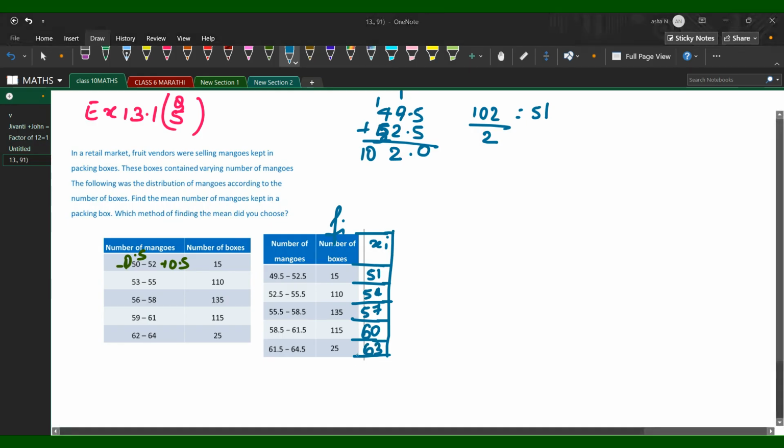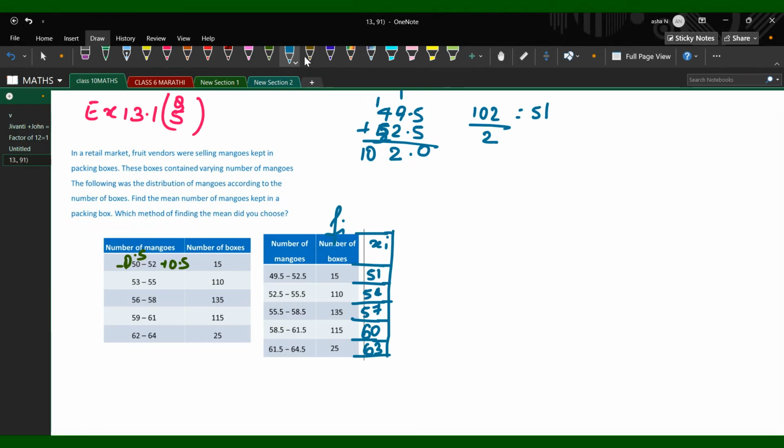You are getting blank today. After one particular time, yeah, you did like 4 or 5 sums. Everywhere, the first step is to find xi only. Okay, then what is the next thing? Then we just need to multiply the number of boxes with xi. So fi xi.